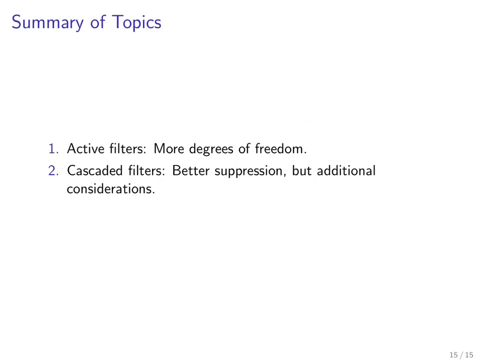Okay, so that concludes this lecture. What we've talked about is active filters, which give us more degrees of freedom in tailoring our transfer functions. And we've talked about cascaded filters, where we stack multiple filters end on end. What we can get with these is better suppression, but we have additional considerations about the shape of the overall transfer function, and how to set the corner frequencies of those cascaded filters to get the overall performance that we need from those circuits.